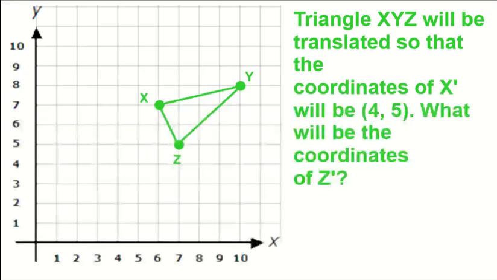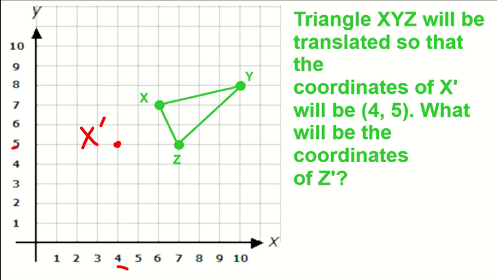Another one that has been a little tricky. I got triangle XYZ, it'll be translated to X prime in the coordinates of Z prime. So here's how this works. It gives us X prime. X prime, it says, is 4, 5. So 4, 5. That's going to put X prime right there at that dot. Everybody okay with that?